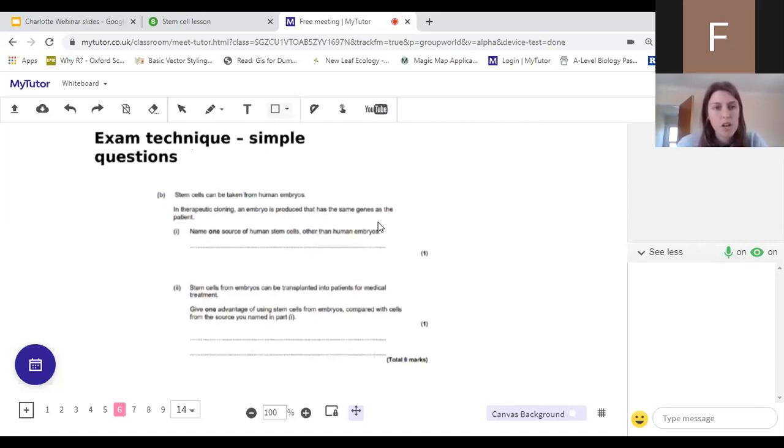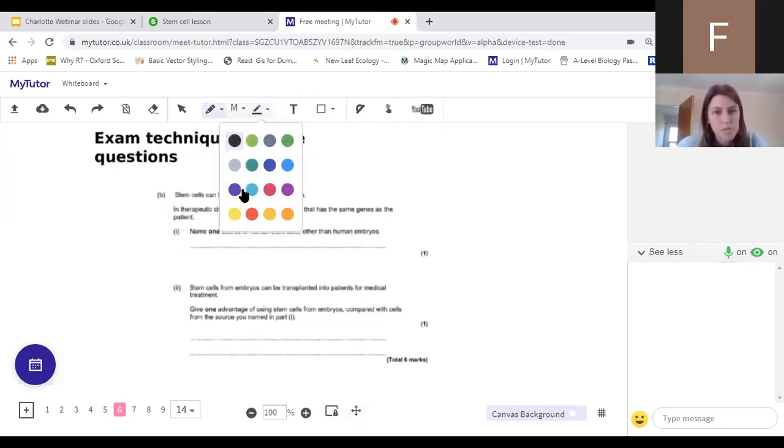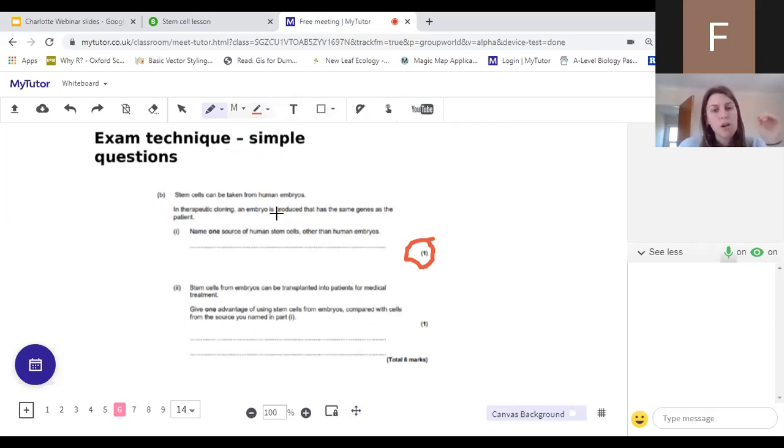That's the idea. So first one here, the first thing that we always do is underline the keywords in the question. So here we've got some really simple 1-mark questions. Stem cells can be taken from human embryos. In therapeutic cloning, remember we talked about that, an embryo is produced that has the same genes as the patient. That helps with the issue of rejection that we talked about. So someone asked that really good question about why adult stem cells would be more useful. Therapeutic cloning hopefully gets around that problem.